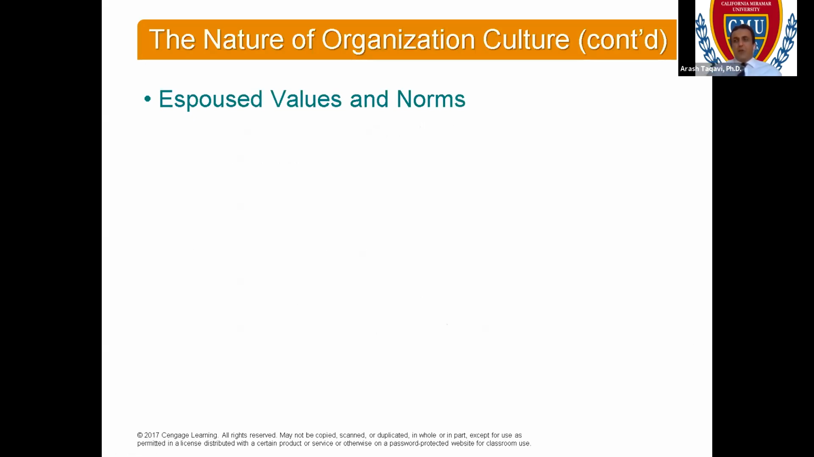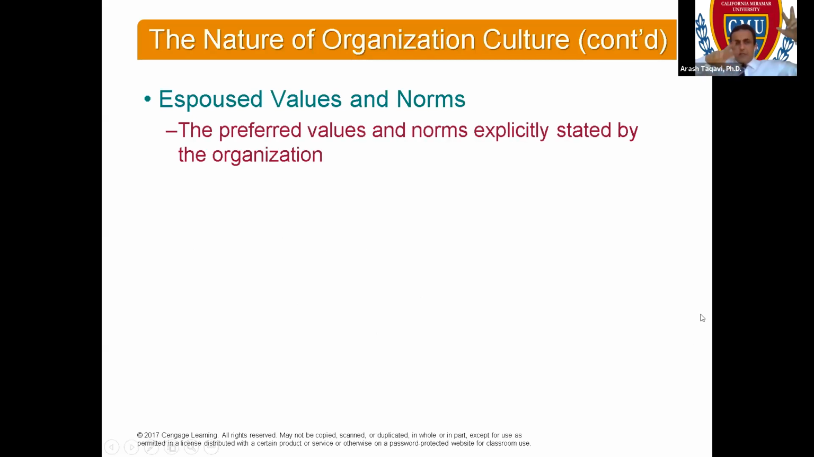Sometimes values and norms are very near together. Norms are between the standards and values, between the extreme points of standards and values. Espoused values and norms are the preferred values and norms explicitly stated by the organization. It is very important to know the definition of the nature of organization culture and these elements. The preferred values and norms explicitly stated by the organization.